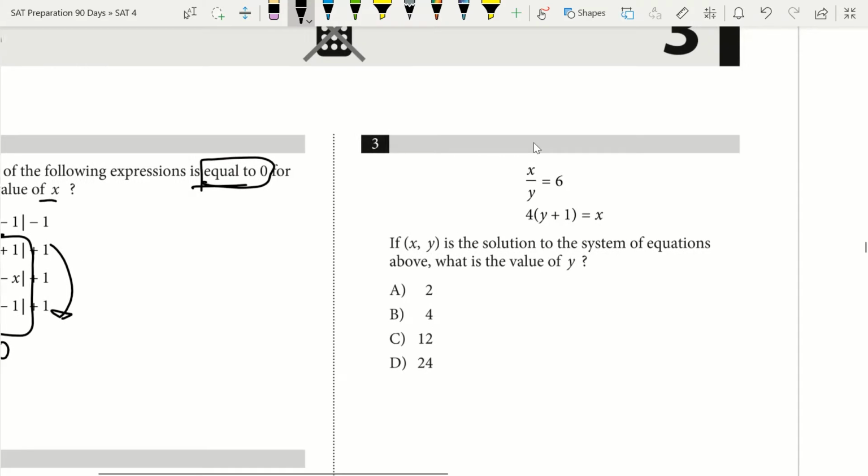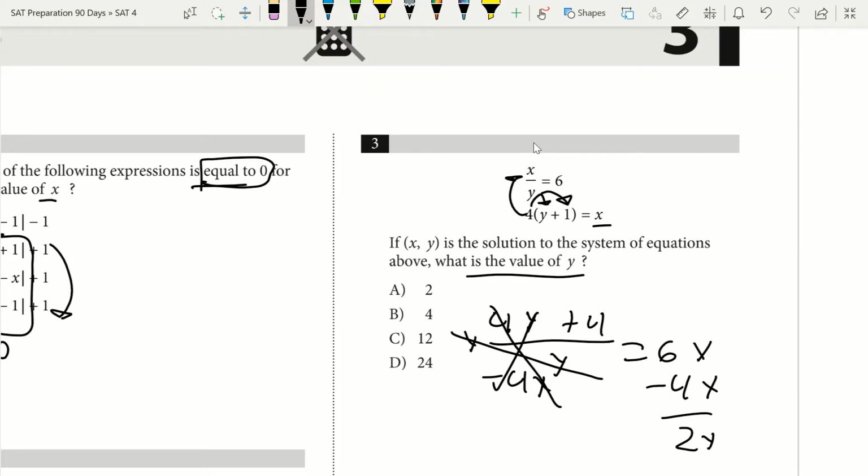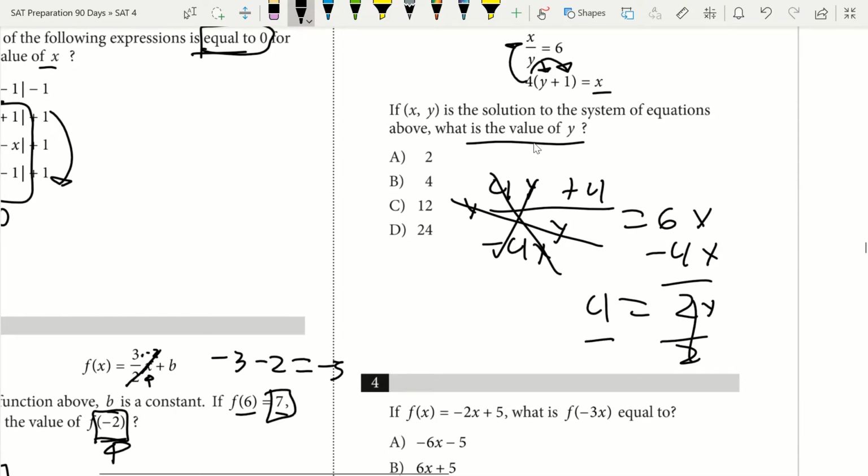Okay, number 3. If (x, y) is a solution to the system of equations above, what's the value of y? All right, well, I'm given what x is, so I'm just going to substitute that in up here. Okay, so now that's going to distribute here, so I'll have 4 times y is 4y, 4 times 1 is plus 4, so I'll have 4y plus 4 all over y equals 6. I multiply each side by y. Now I've got 6y there. I'm going to subtract 4y from each side to isolate y. Now I get 2y equals 4, divide each side by 2. That's going to give me 4 over 2, which is equal to 2. So y is going to be 2, so my answer for 3 is going to be A.